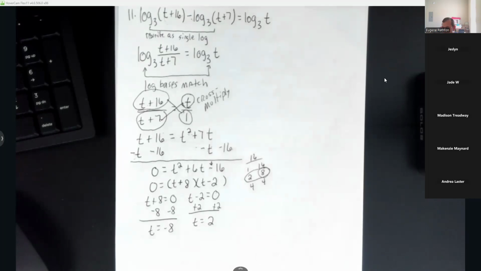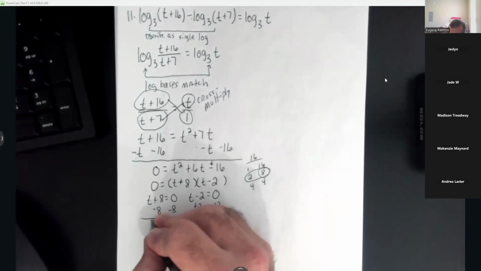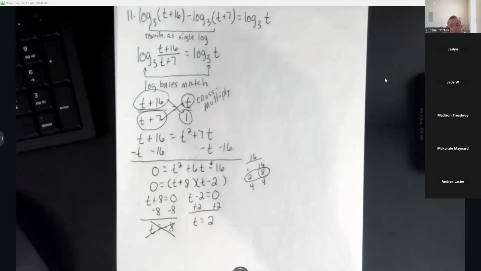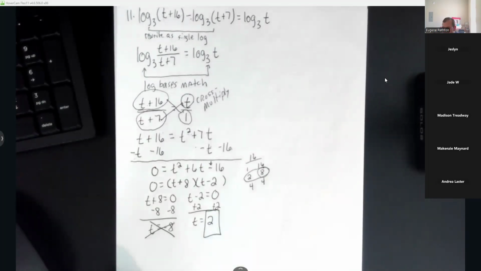Oh gosh, y'all froze, it looks like. What is my final answer? Let me ask it that way. Mackenzie, good job too. Y'all, you've got to kick out that -8 because you can't take the log of a negative number. So your only answer is going to be 2 on that one, okay?